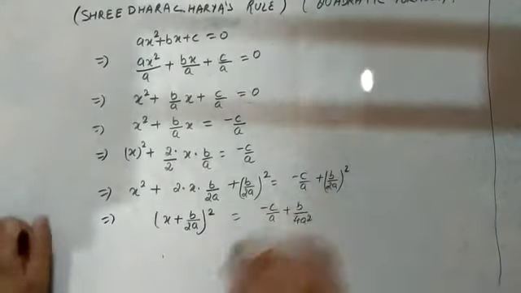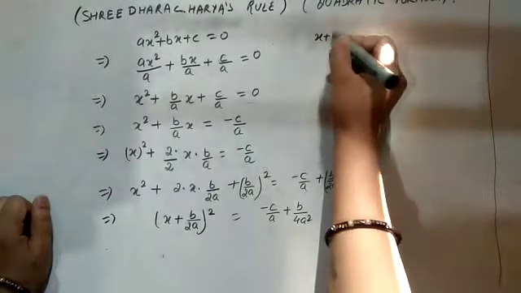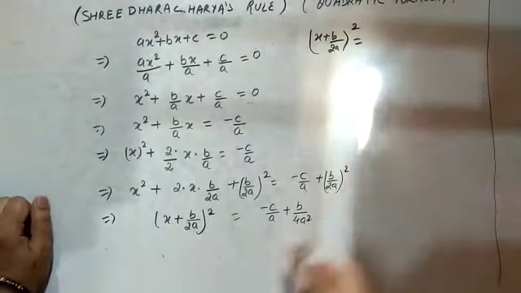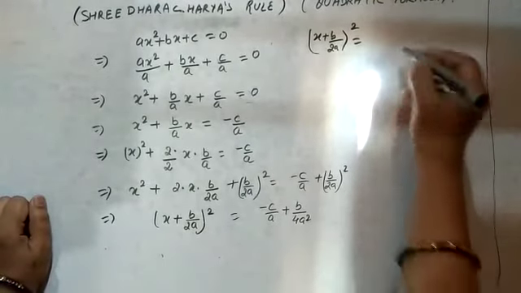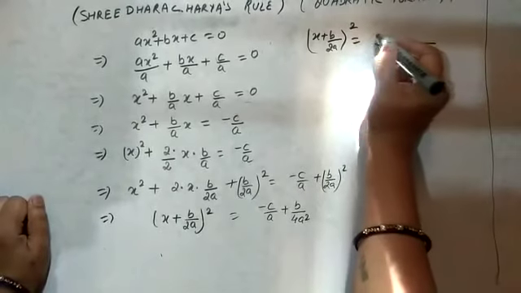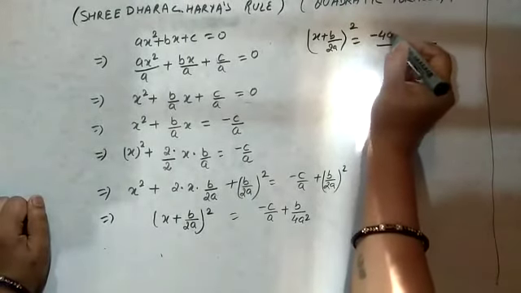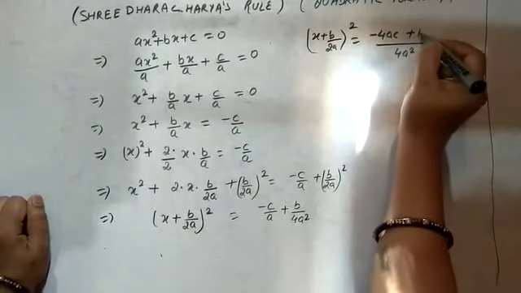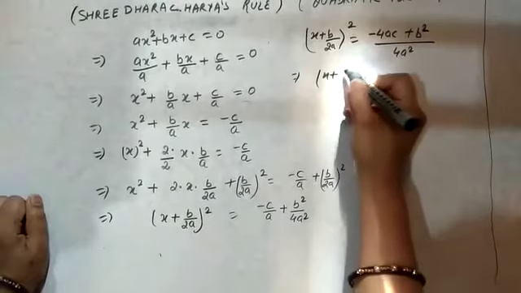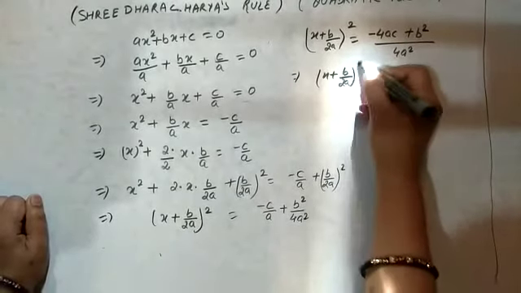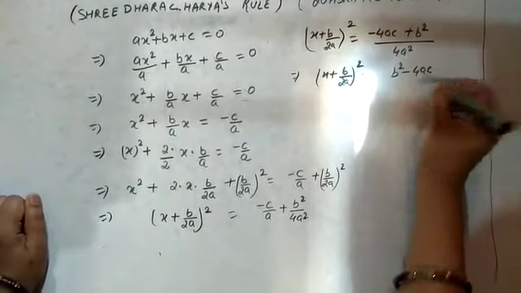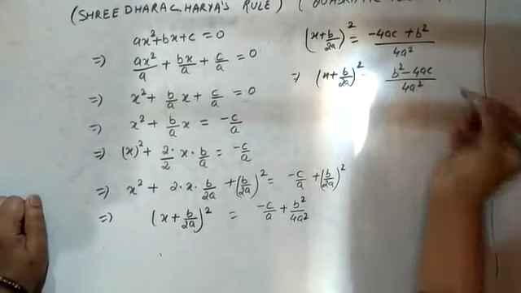Now we will solve it a bit. So x plus b by 2a whole square equals to, take the LCM here, so it will be 4a square. So this side it will be minus 4ac plus b square. So here we can write x plus b by 2a whole square equals to b square minus 4ac by 4a square.